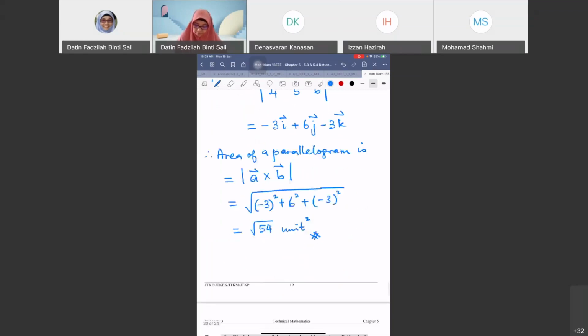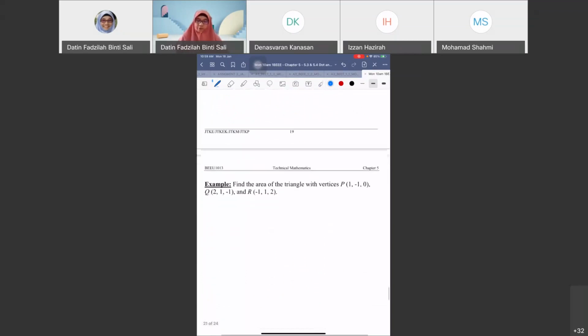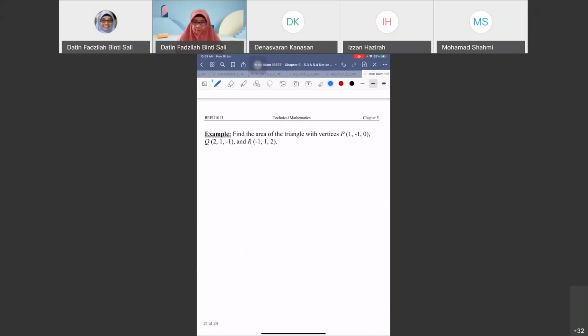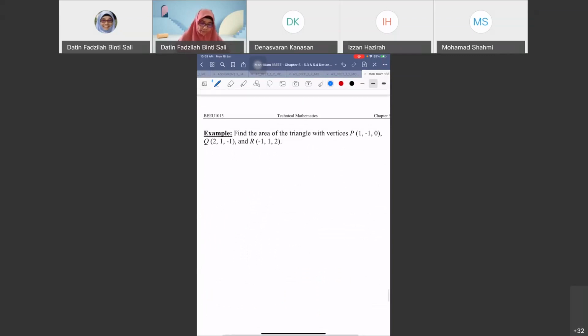Okay, so let's look at the example here. This time, find the area of a triangle with vertices P, Q, and R.